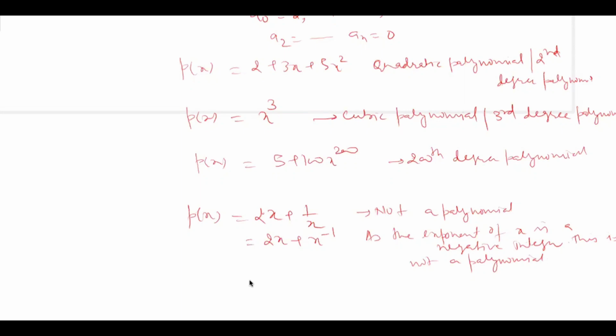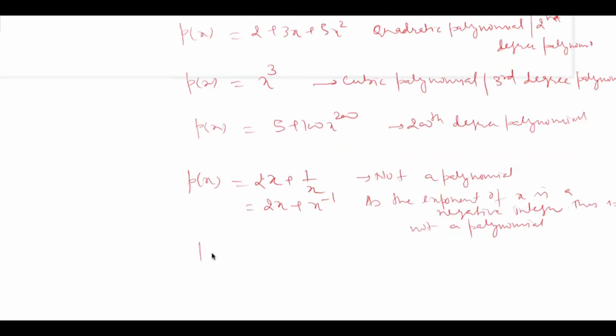All right, here is another example of when it is not a polynomial. Even if I have x cube plus x square plus root x, this is also not a polynomial, because here the power of x has become a fraction.